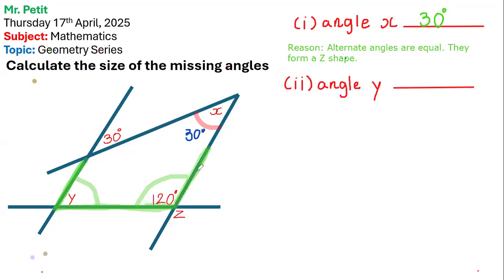C shape or U shape, right? So what do we know about co-interior angles? Class, what do we know about co-interior angles? They add up to 180 degrees. Very good. They add up to 180 degrees. So let me go ahead and write that reason.